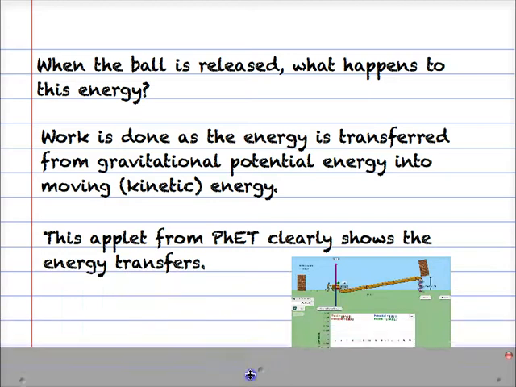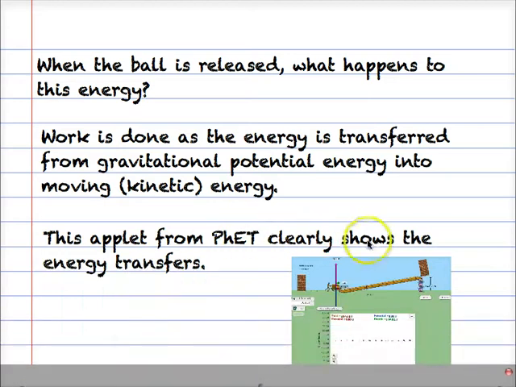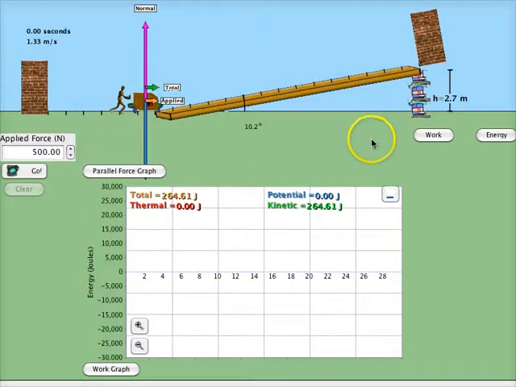Now we have an applet to look at from PhET, which clearly shows these energy transfers. So this applet has a slope here, and we have something being pushed. Now I've removed friction. You can see the object is on a skateboard, so friction is being removed. I'm not interested in the normal force really, or the weight of the object, but I'm interested in the push force. So I'm going to push just hard enough to get the crate to move uphill at a constant speed. So here we go.